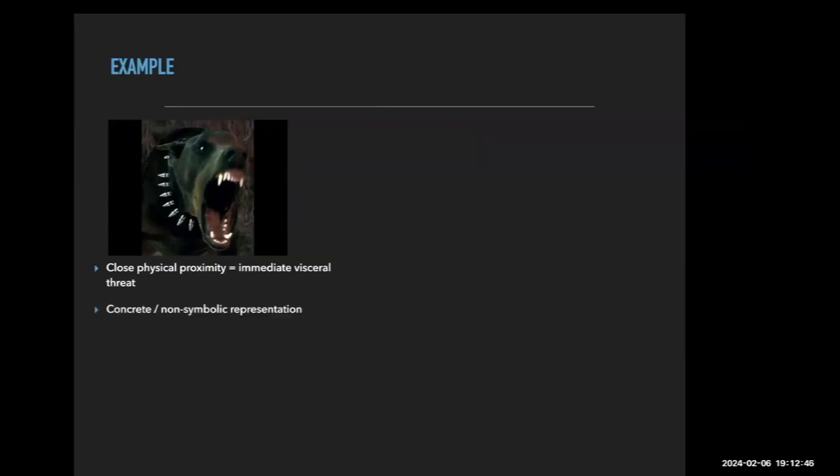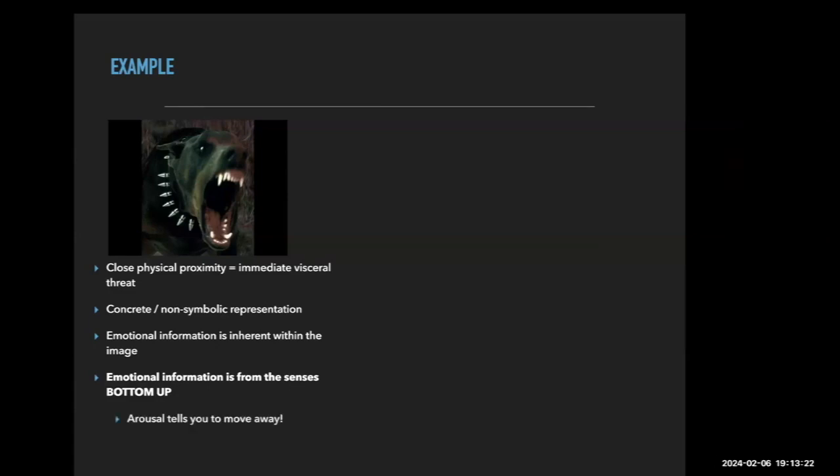It's a concrete or non-symbolic representation. So what I mean is all of the emotional information, you could argue, is already contained within the image itself, right? You don't have to make a lot of inference here. Another way of saying that is that the emotional meaning is derived from the bottom up. It's sensory driven. Right? So you're experiencing arousal from looking at this image. That arousal is really indicating that you should move your body and run away from the dog.